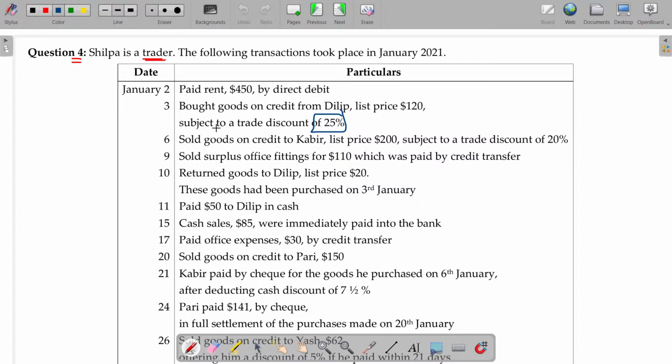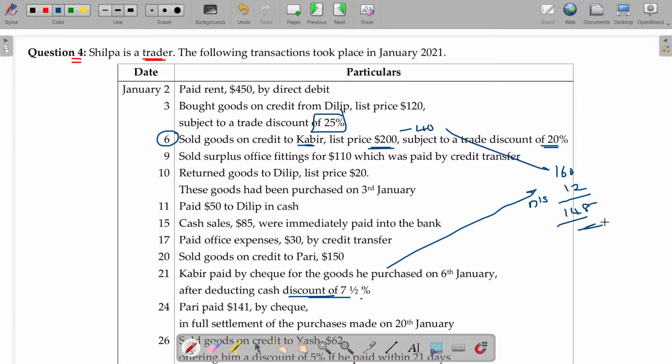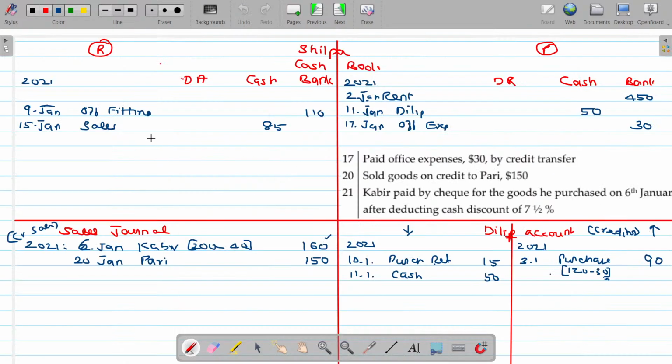See, on 6th January we sold goods to Kabir, list price 200, trade discount 20% should be subtracted, so 160. Now Kabir paid by check. After deducting a cash discount of 7.5%, now we offer a discount also. 7.5% on this being 12 rupees. This is discount. We have to subtract it. Balance 148 is the amount we received. As Kabir paid, we received this amount in bank, 148, with 12 rupees being the discount.